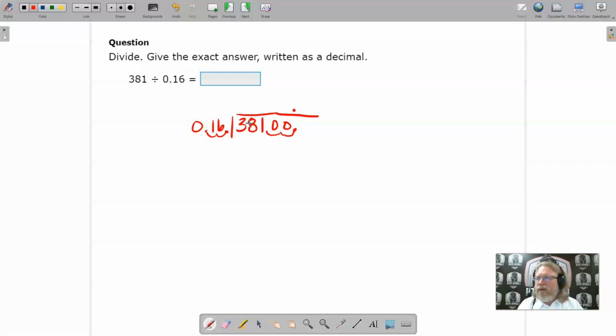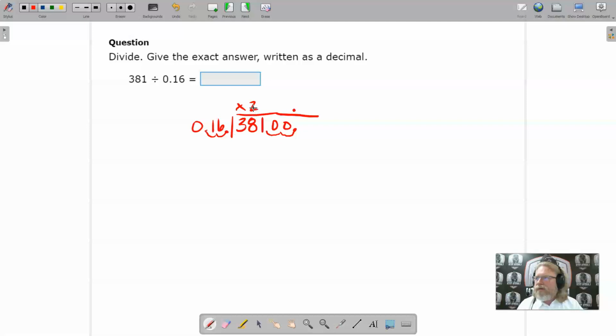This will be the last one I work without a calculator. I want to do a few of these without a calculator so that you recognize that you have to move that decimal over. So 16 will not go into 3, but it will go into 38, right? And I believe it'll go twice, right?